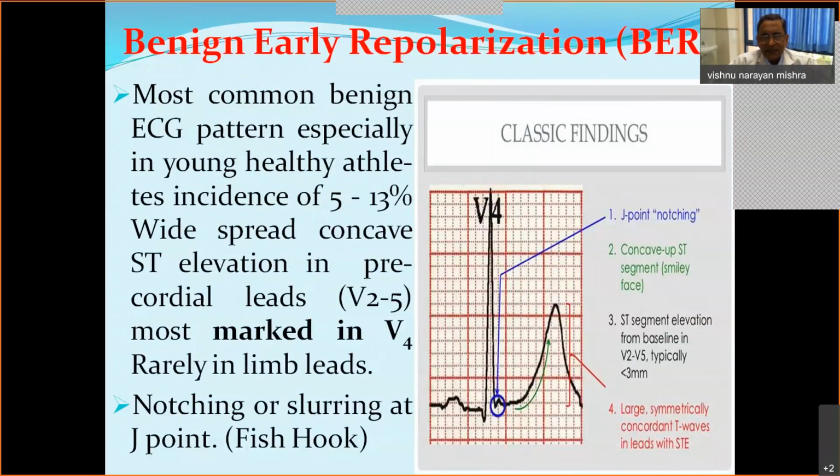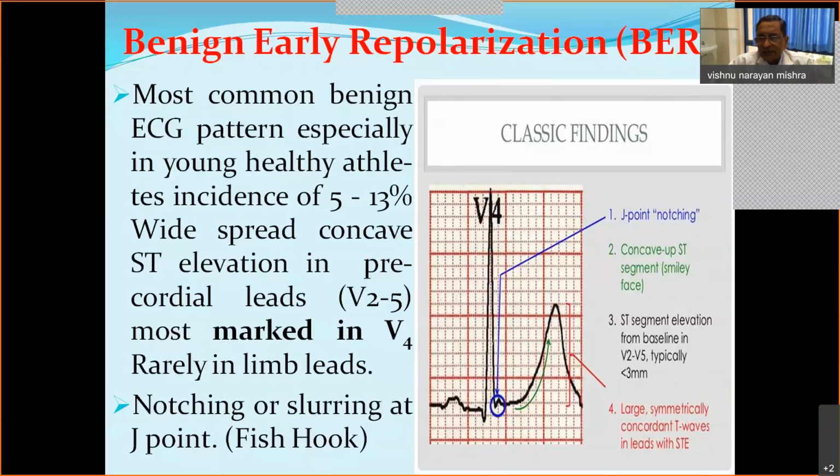What is this? This is known as benign early repolarization, or BER. This is the most common benign ECG pattern, especially in young healthy athletes. Incidence of this finding may be as high as 5 to 13%. There is widespread concave ST elevation in the precordial leads, which may vary from V2 to V5. You are seeing a representative diagram along with the most marked in V4, rarely in the limb leads. Notching or slurring at J point, which is known as fish hook appearance.